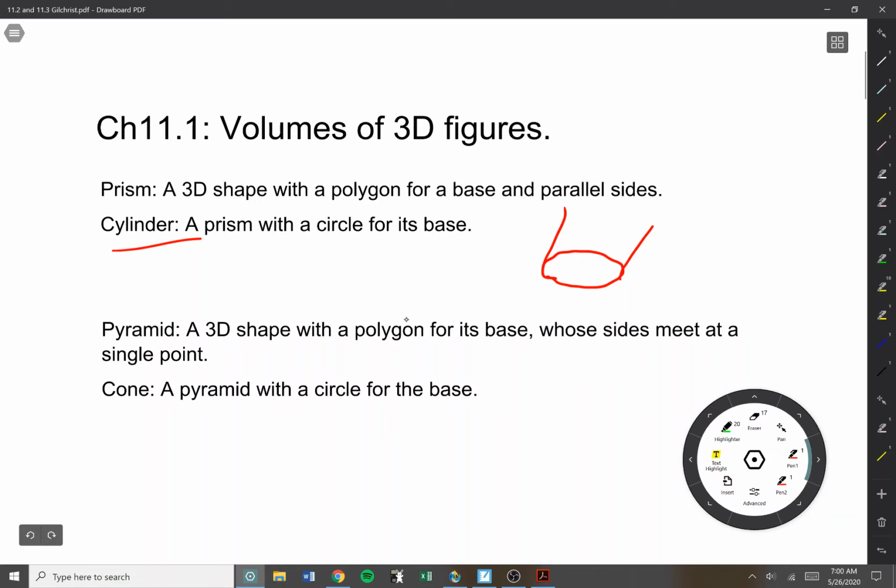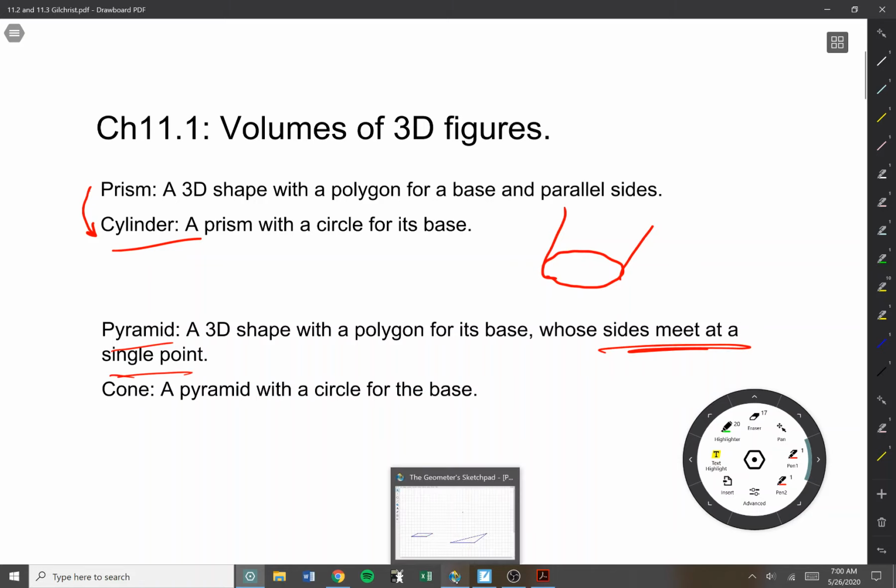A cylinder is a prism whose base is a circle. I'm going to show these things better with Sketchpad in a second. But a cylinder is just a prism with a circular base. A pyramid is a 3D shape that has a polygon for a base, but then the sides meet at a single point. Let me show you some examples of this.